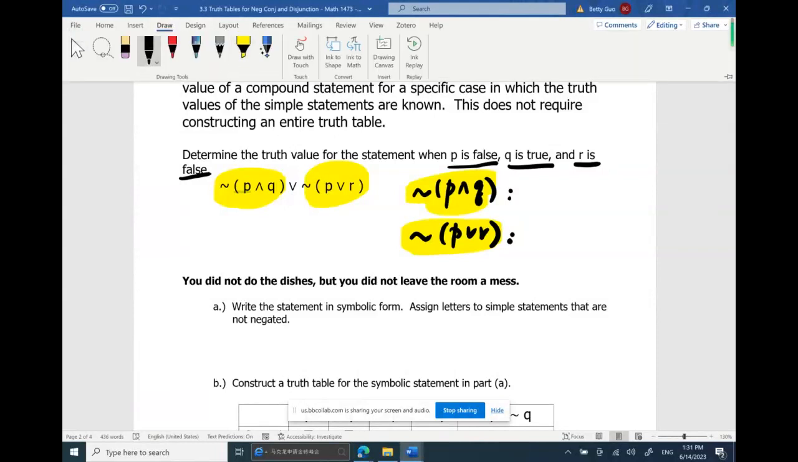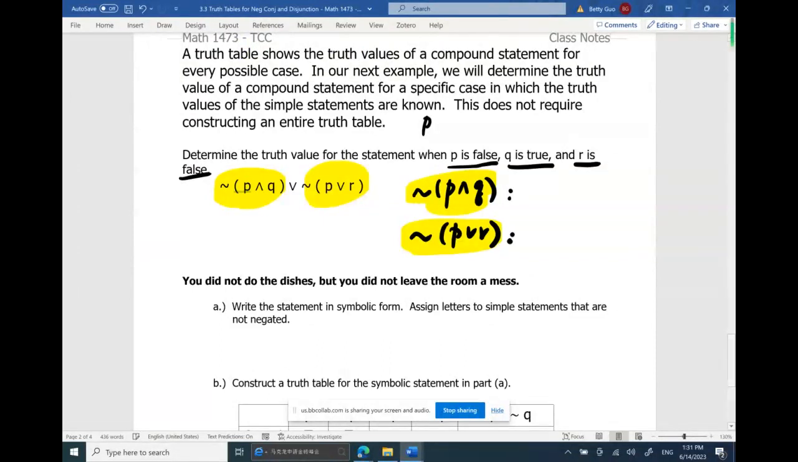All right. P is false, Q is true. So P and Q is false, right? Because P and Q is a conjunction. For a conjunction to be true, both of them have to be true, but P is false, so P and Q is false. Then the negation of P and Q would be true.